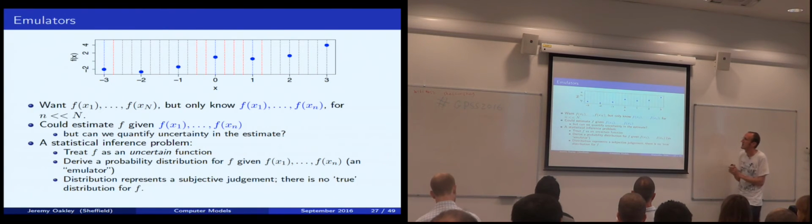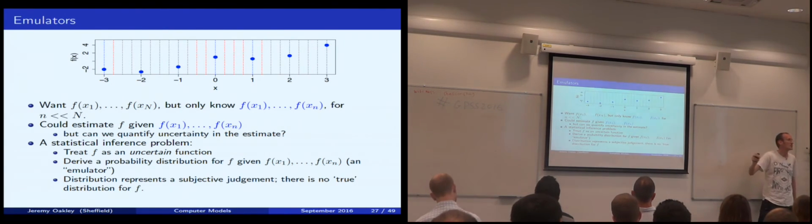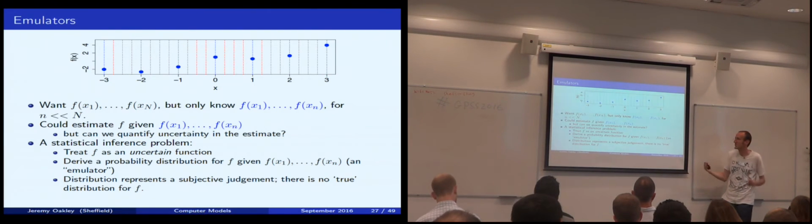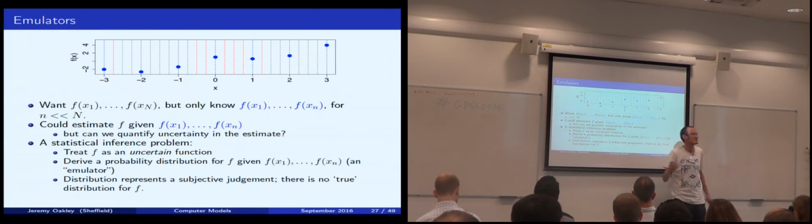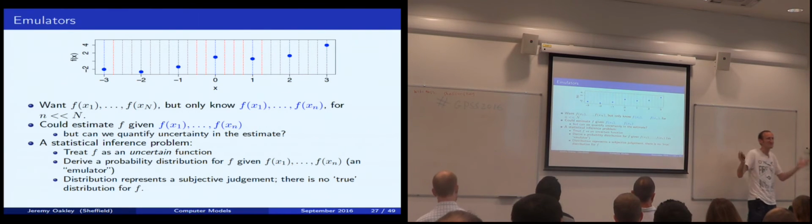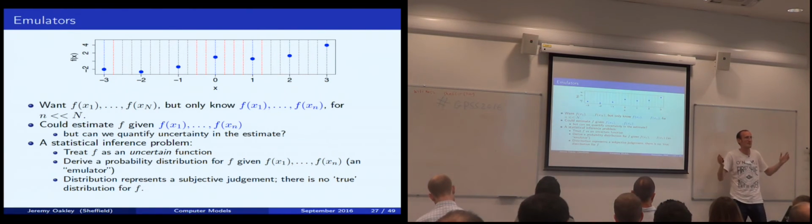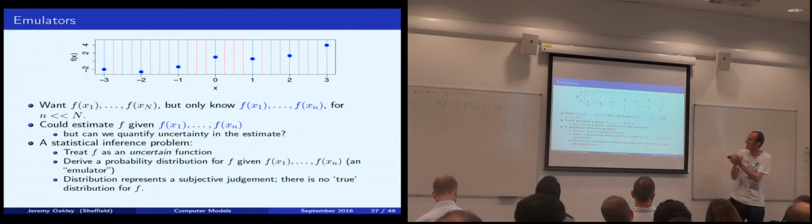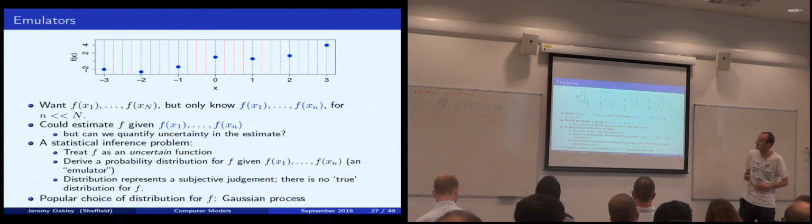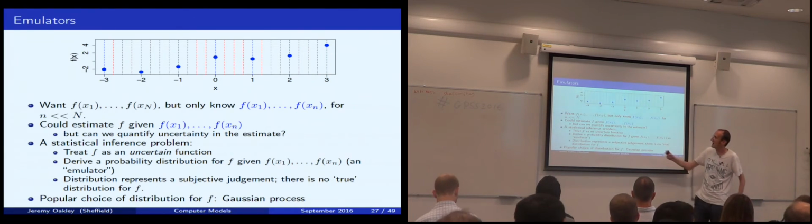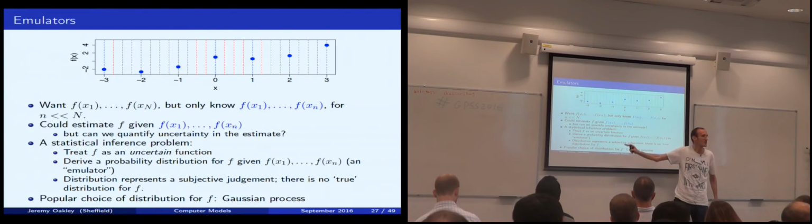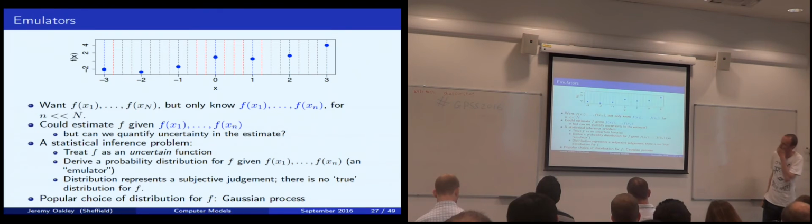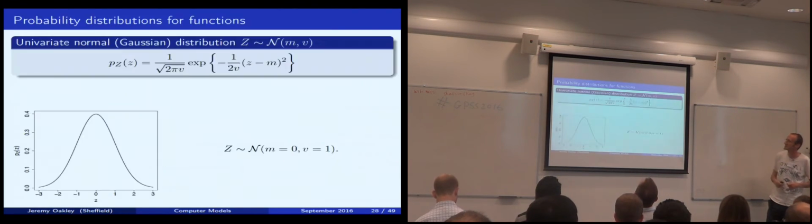Okay. Now, whatever distribution we're going to use, it has to be a subjective judgment. There is no true probability distribution for F because people don't build models of the Earth's climate by sampling from a population of models. So there's no true distribution here. It's just a judgment that we're going to use. And a popular choice of that distribution for F is the Gaussian process. So that hopefully motivates our particular interest in Gaussian processes in this context.